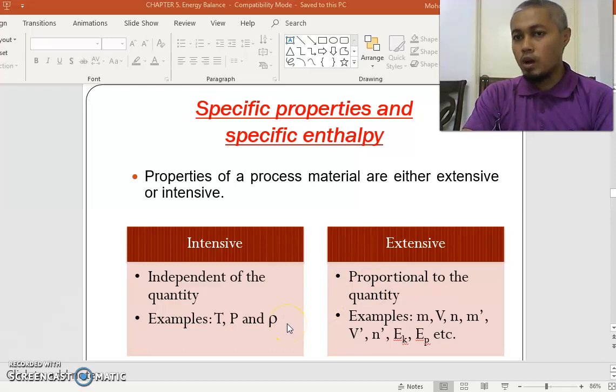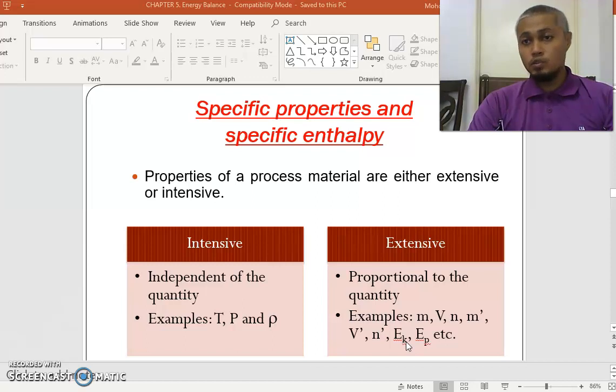The same goes for molar flow rate and mass flow rate. So it is proportional to the quantity. For kinetic energy and potential energy, the formula for kinetic energy is half mv squared, and inside it there is m, which is mass. Less mass means less kinetic energy, and more mass means more kinetic energy. The same goes for potential energy, whose formula is mgh. More mass means more potential energy, and less mass means less potential energy.